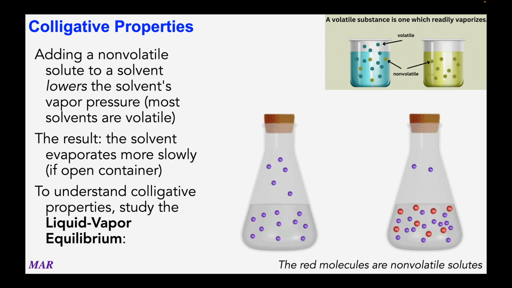They are literally bouncing them back into the solvent, and it takes extra energy to let the solvent liquid molecules get into the gas phase. So at the end of the day, the vapor pressure of the solvent is lower in a solution than it is in a pure solvent.